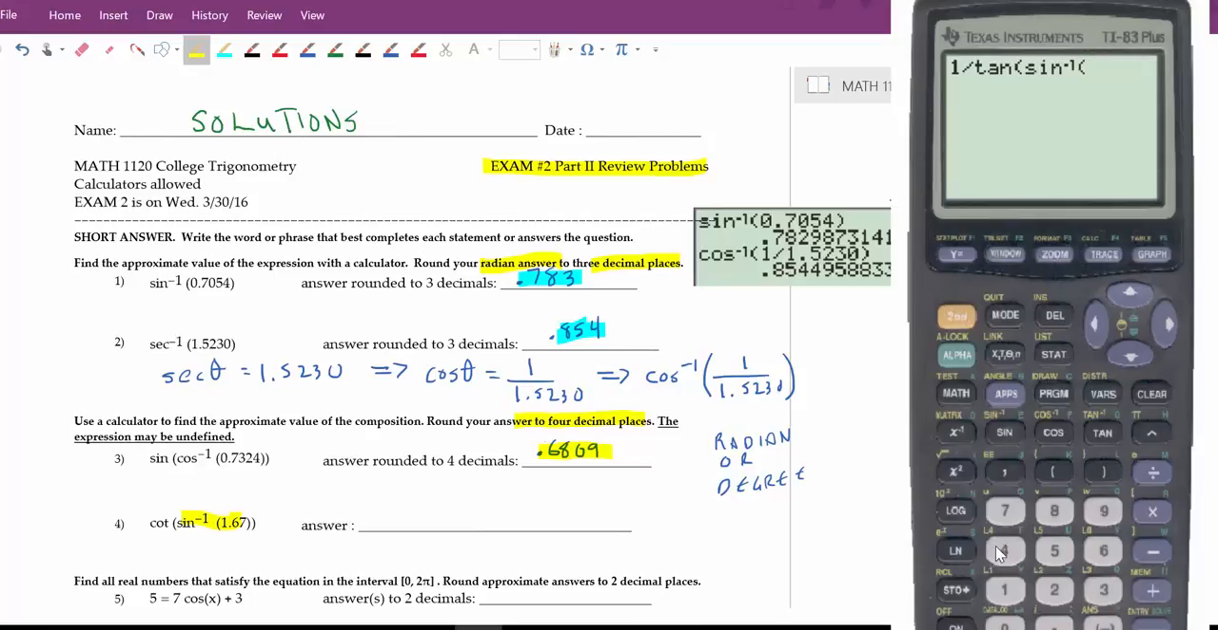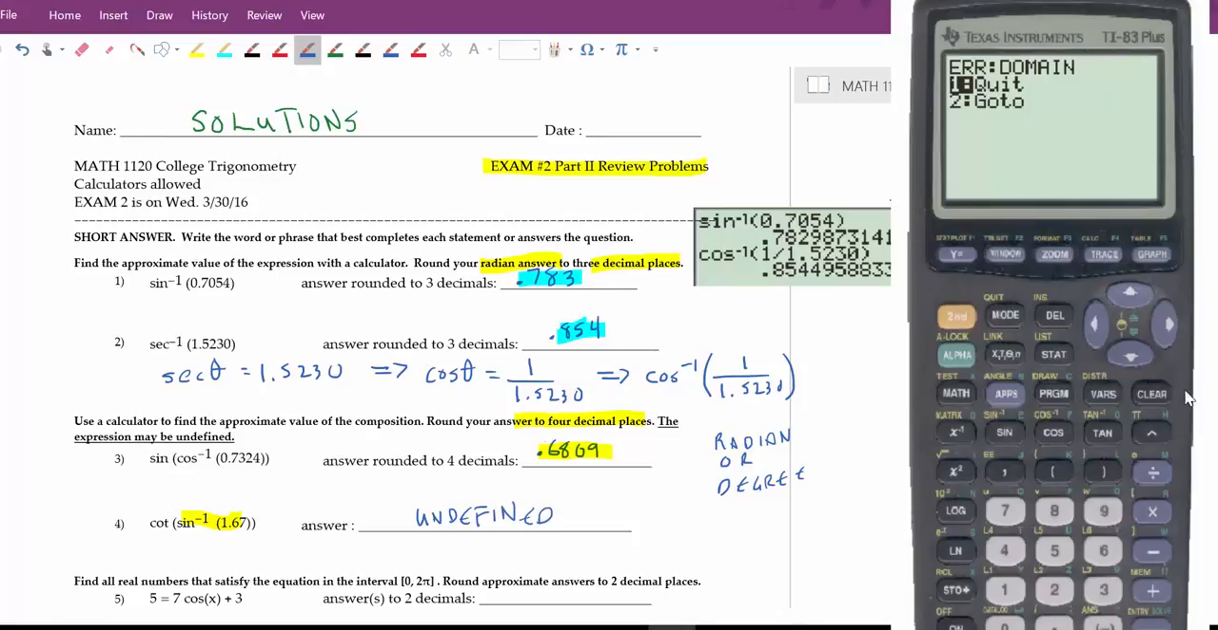inverse sine 1.67. Now, you're going to get an error on this, and let me explain why. When I do this, you can't take an inverse sine of anything bigger than 1, because the largest value of the sine is 1 on a unit circle. The biggest y value on a unit circle is 1, so you're going to get an error. Now, don't write error, write undefined. You'll have that sometimes, so don't be surprised if you get undefined.